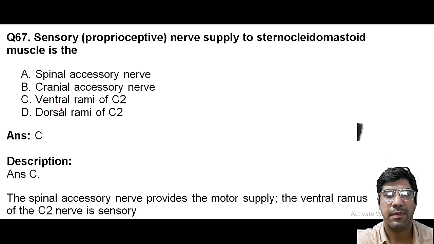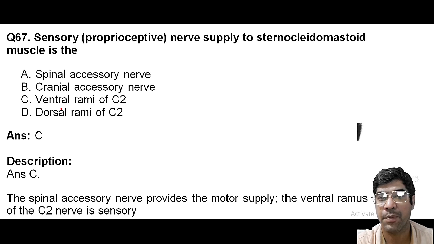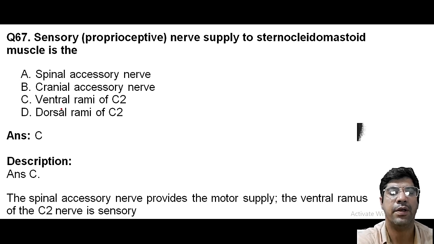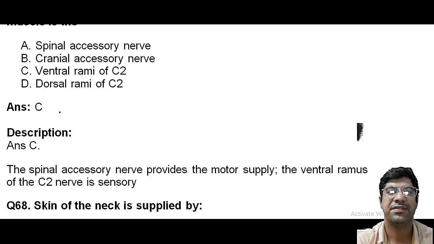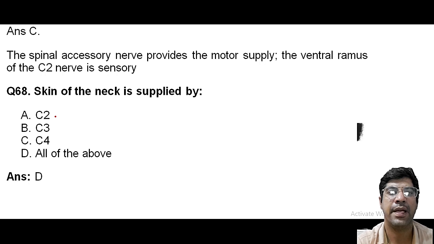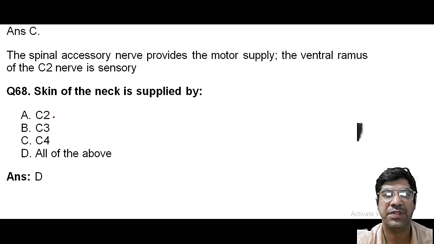The sensory nerve supply to sternocleidomastoid is through the ventral ramus of the C2 nerve. This nerve is responsible for proprioception, which involves sensing the position and movement of the muscle. The spinal accessory nerve primarily provides the motor innervation to the sternocleidomastoid muscle. The skin of the neck is supplied by cervical nerves C2, C3, C4.